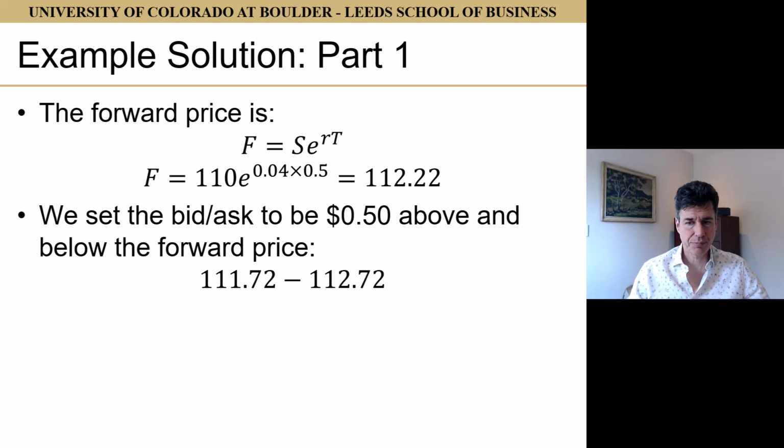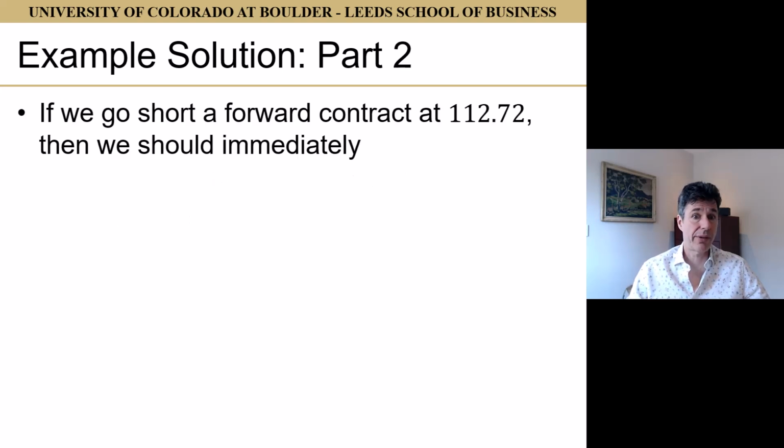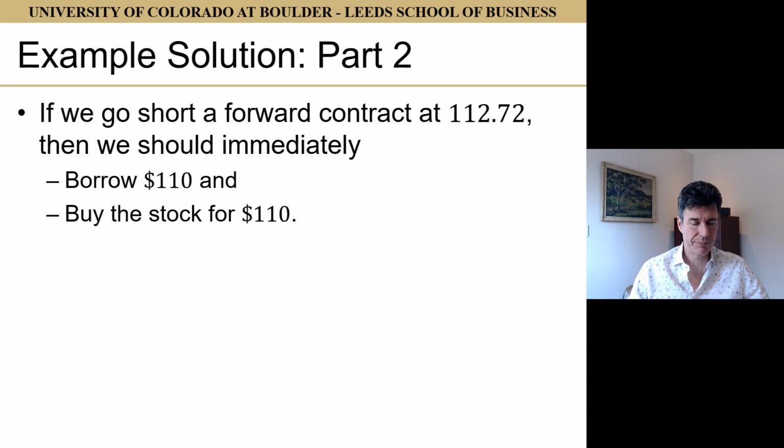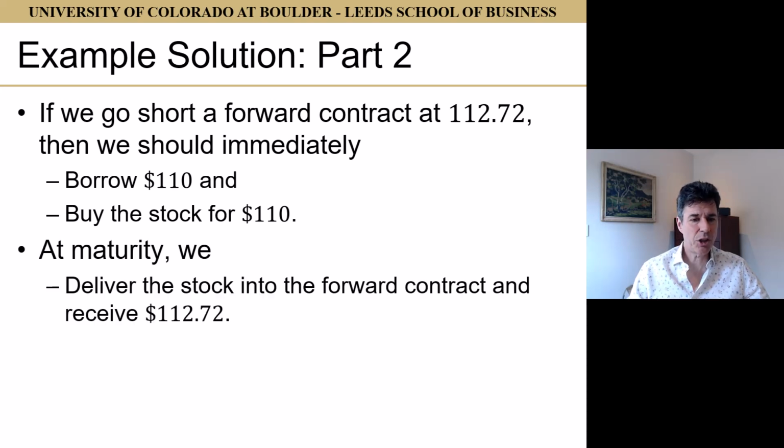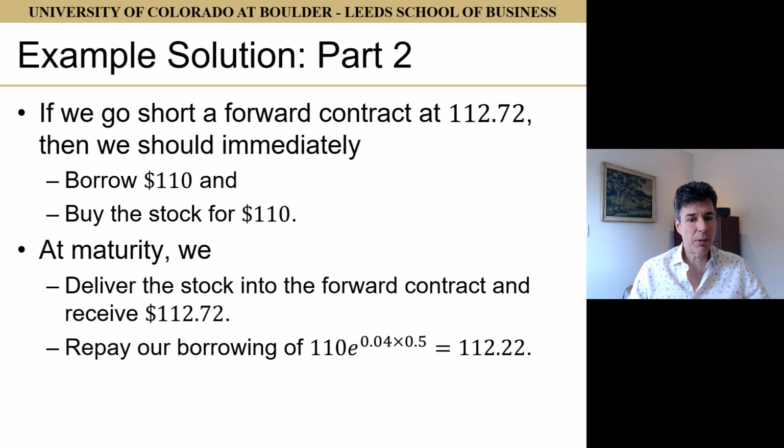So that's our market. A client comes in. Let's say we go short. So the client wants to buy from us at 112.72. We go short. We go back to our recipe and ask, what do we have to do? Borrow 110, buy the stock, and wait. At maturity, we deliver the stock into the forward contract and we receive 112.72. That was the contract we agreed. We repay our borrowing, 110 e^(rT), 112.22, and we make 50 cents.